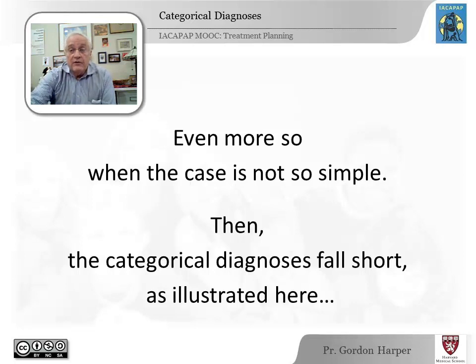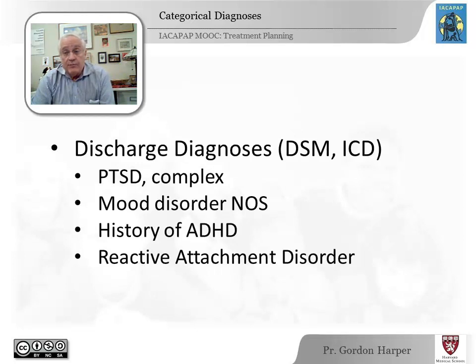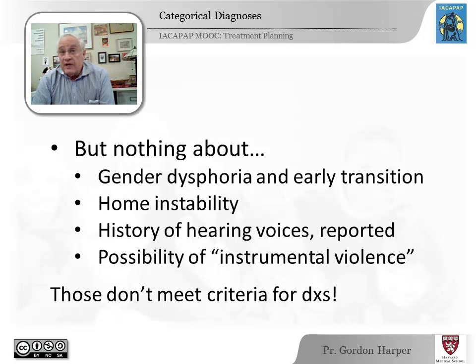Then the categorical diagnoses fall short, as illustrated here. You can see discharge diagnoses like this on a patient summary: PTSD, complex, mood disorder, not otherwise specified, history of ADHD, and reactive attachment disorder. All those may be true, but look what doesn't appear in the summary. The fact that the youth has gender dysphoria and is at an early stage of transition. The fact that home instability is marked, among other things, by great disagreements about the gender dysphoria. The fact that the youth may have a history of hearing voices reported but not observed, and the possibility that some may raise that some of the assaults are so-called instrumental violence, that is, purposeful attacks on other people. Because these aspects of the case don't meet the criteria for categorical diagnoses, they're left out.